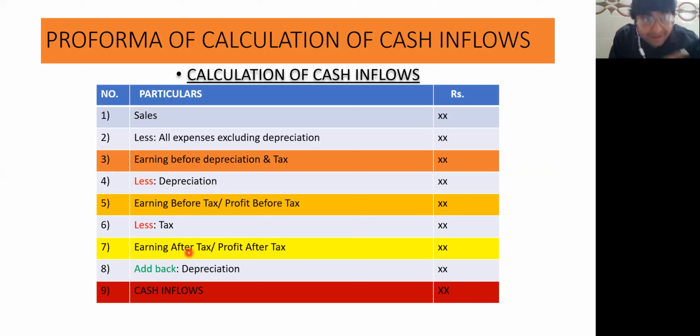But I said earlier, depreciation is a non-cash expense, right? So if you want to find out cash inflow, then you have to add back that depreciation because your cash has not gone out. Your cash has not been decreased. Your book profit decreases, but your cash has not been decreased. Remember it.